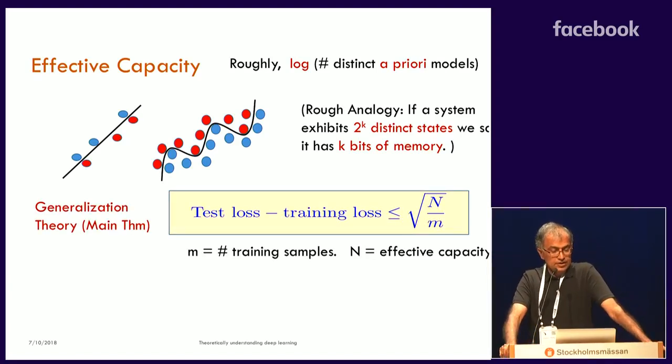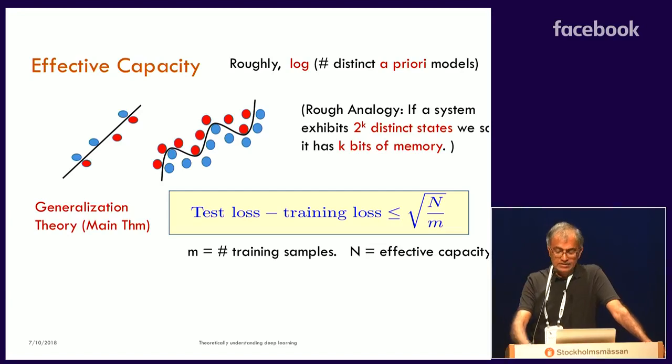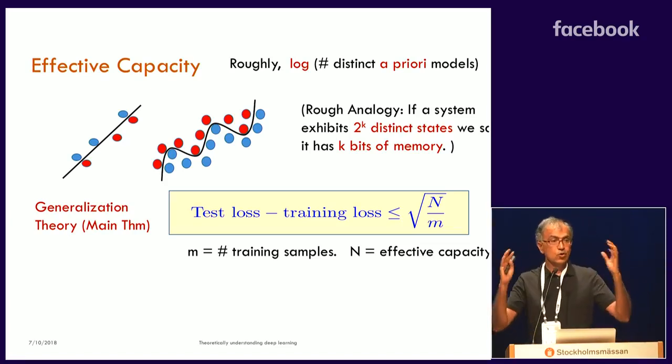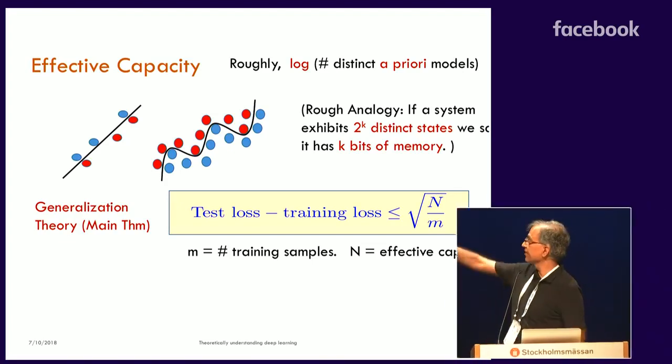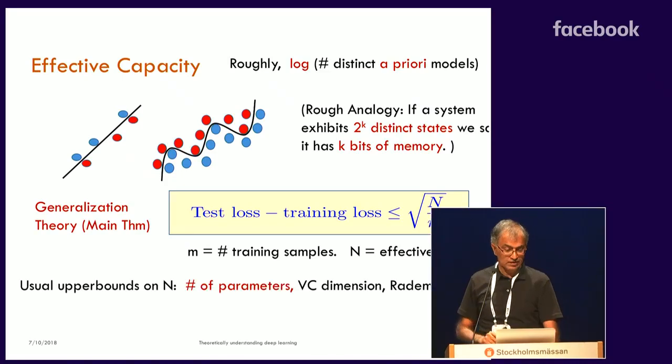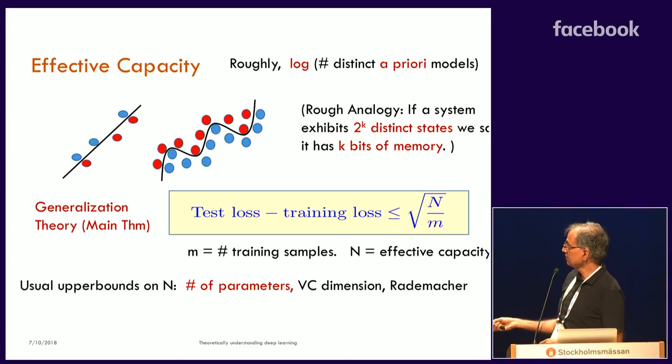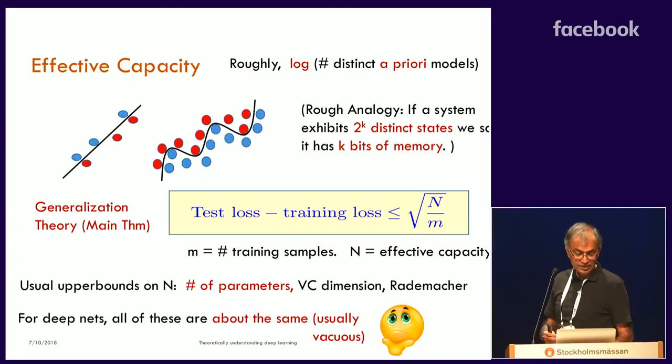And the generalization theory, the main theorem, has this form: test loss minus training loss, which are both normalized to 1 in this case, the difference is at most the square root of the effective capacity divided by the number of training samples. That's sort of the goal of generalization theory. All the theorems of generalization theory have this kind of form for different notions of effective capacity. There are usual upper bounds on it, such as number of parameters, VC dimension, Rademacher complexity, etc. So that's classical generalization theory.